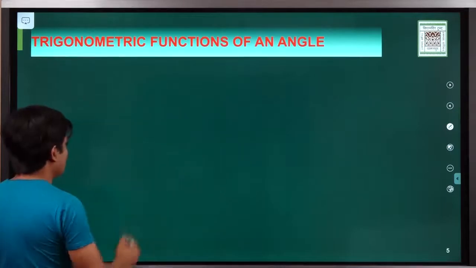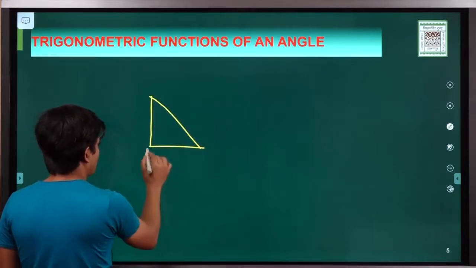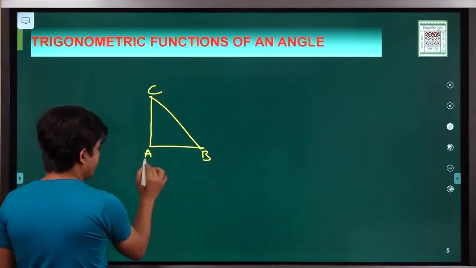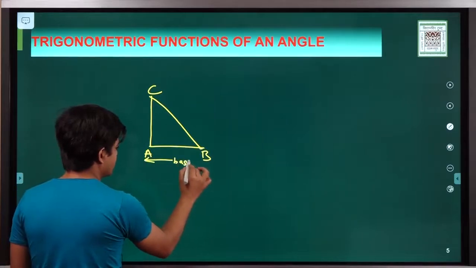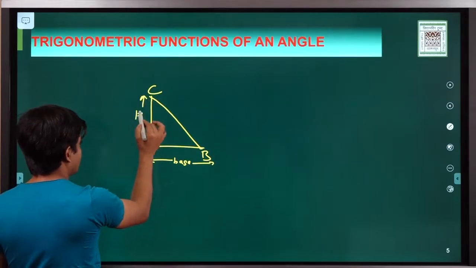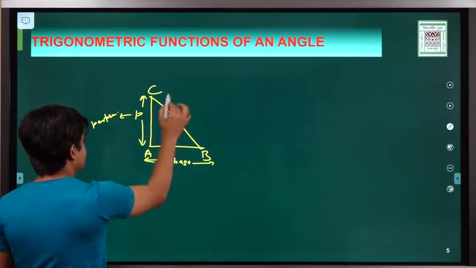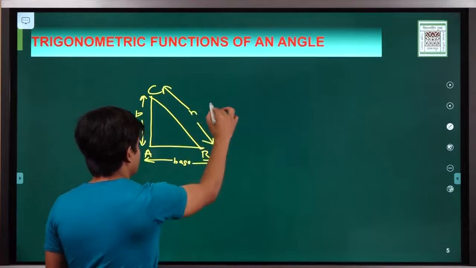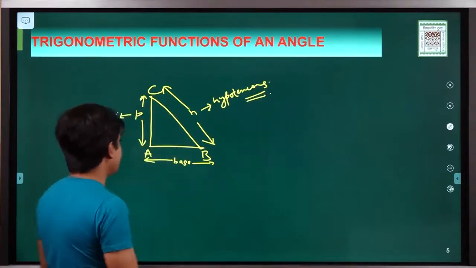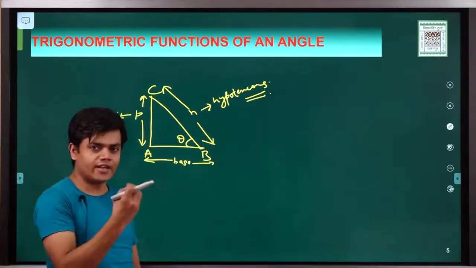So now think, if this is your right angle triangle, call it A, B and C. Now we can call this side AB the base, and this the perpendicular P, and this the hypotenuse H. All right, then if this angle is theta, we can easily name the ratios.